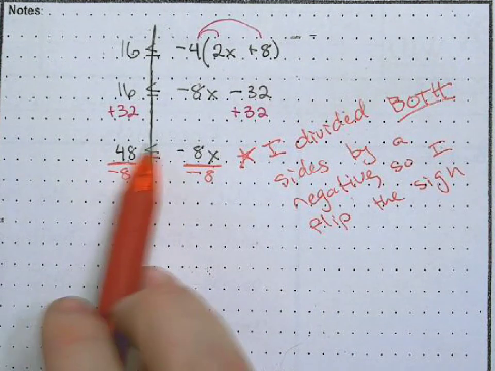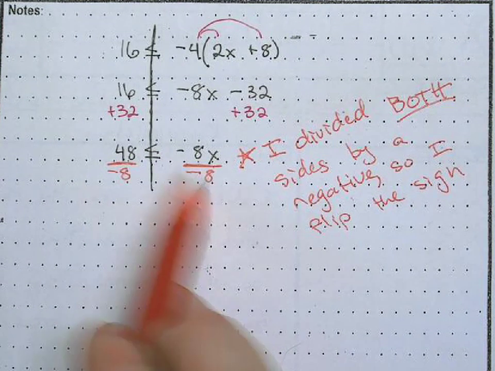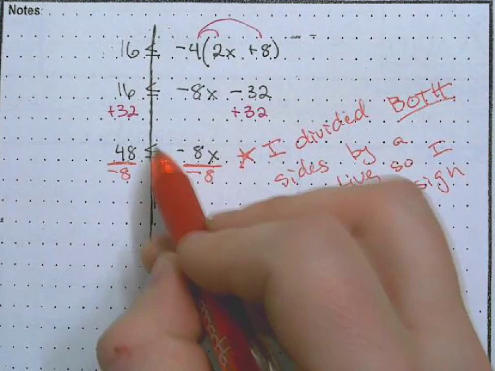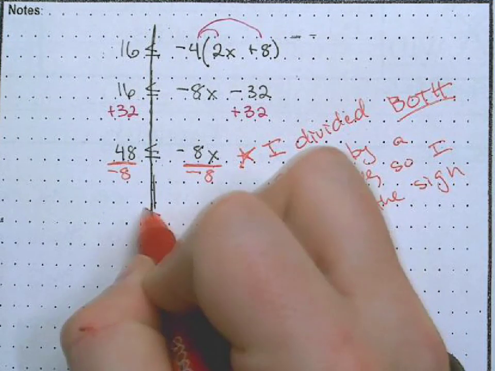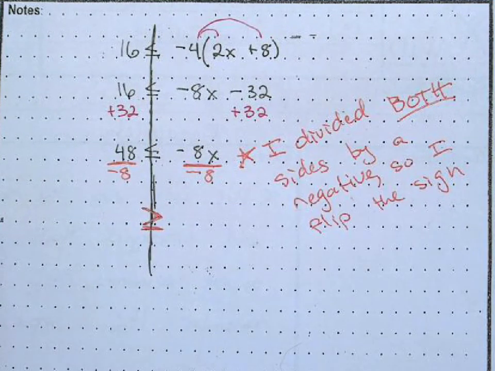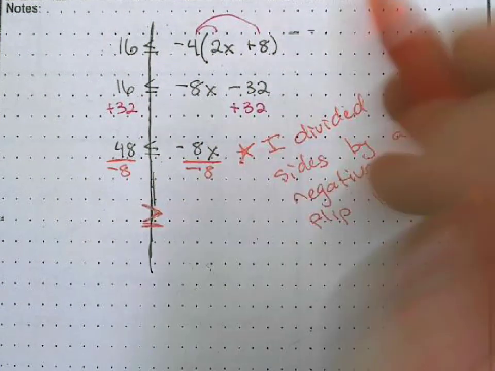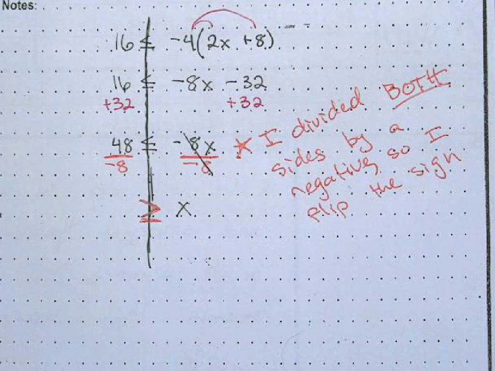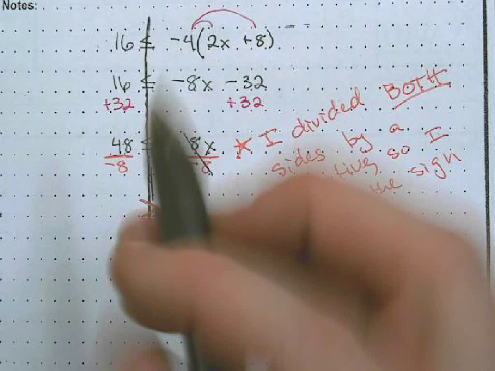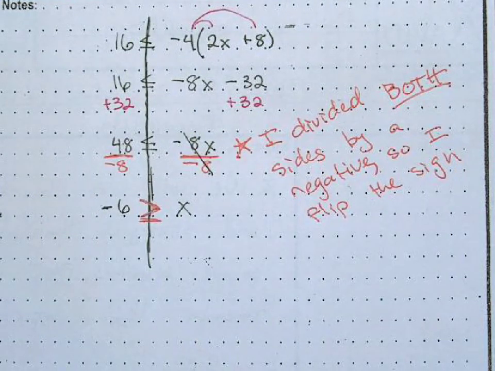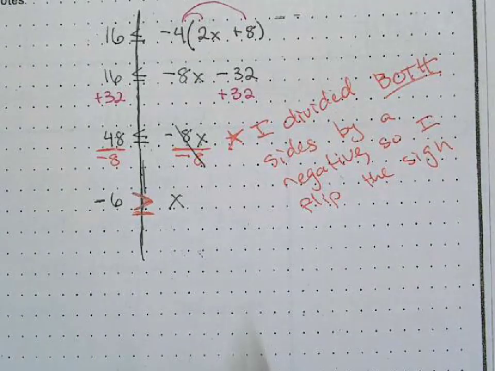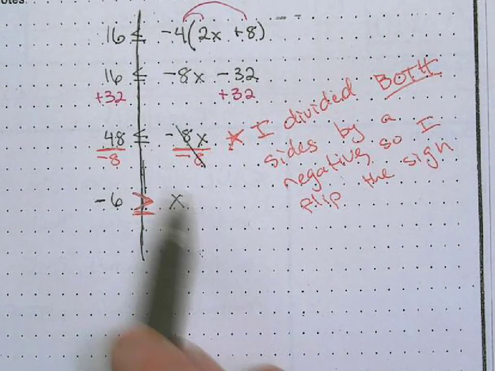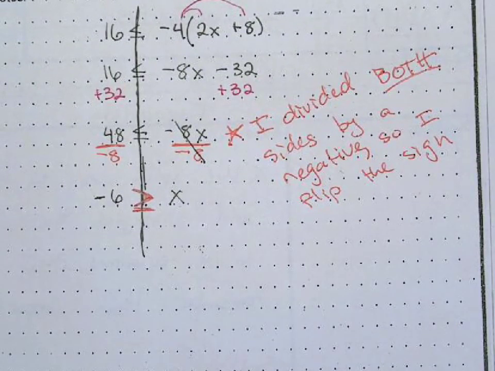So I'm about to flip the sign in the middle because I'm dividing both sides by a negative. So my sign's going to flip. So now it's going to be greater than or equal to. So I just flip the sign, and I do my math on this side. So the negative 8's cancel, and I have x. And then we have 48 divided by negative 8 would be negative 6. Well, now my x is on my right-hand side, and I want it to be on my left-hand side. So I'm going to flip the entire inequality.